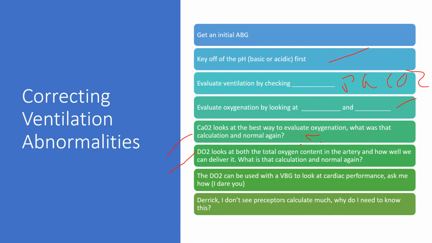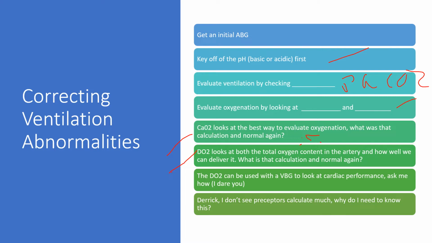And if there isn't a change in the metabolic rate, then it's because there's less blood being delivered to the tissue and therefore less oxygen is left over in the bloodstream, and that's how we can tell. So it's a really cool way of getting a VBG and trending those venous saturations to look at cardiac performance as well. Interesting stuff there.